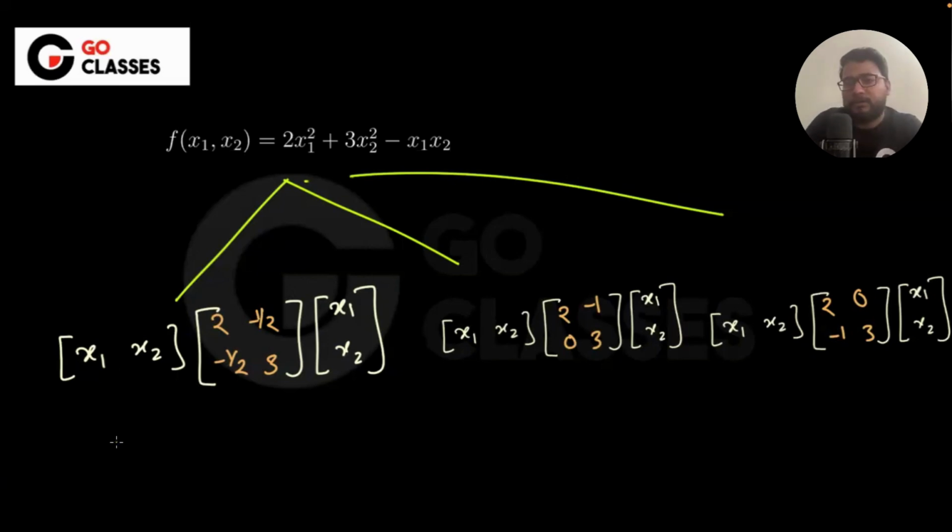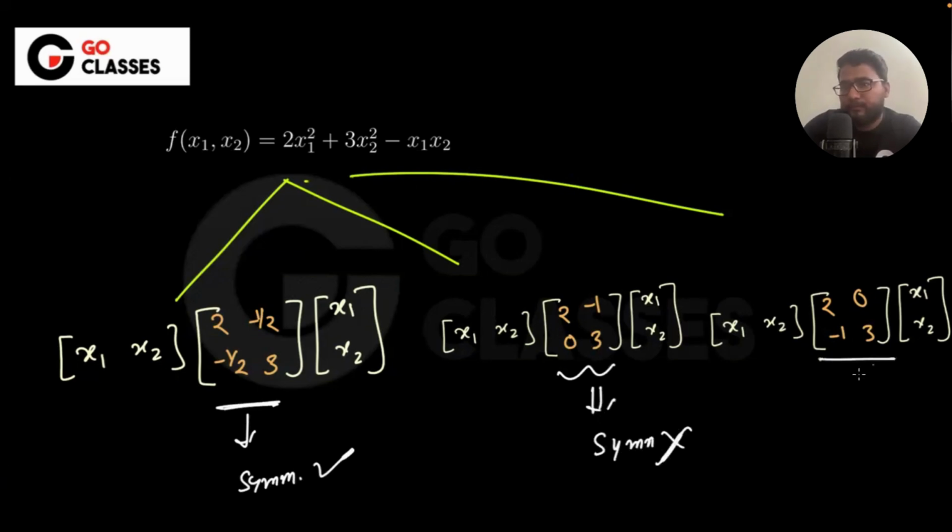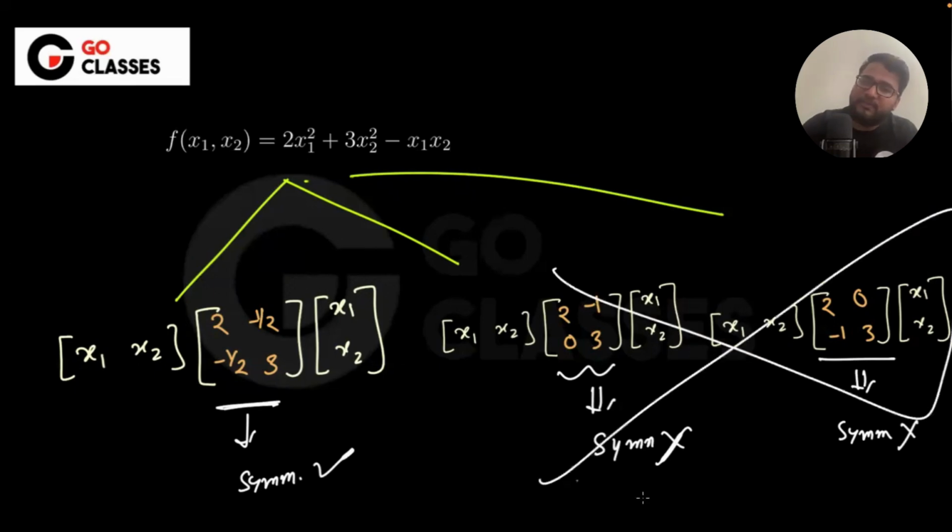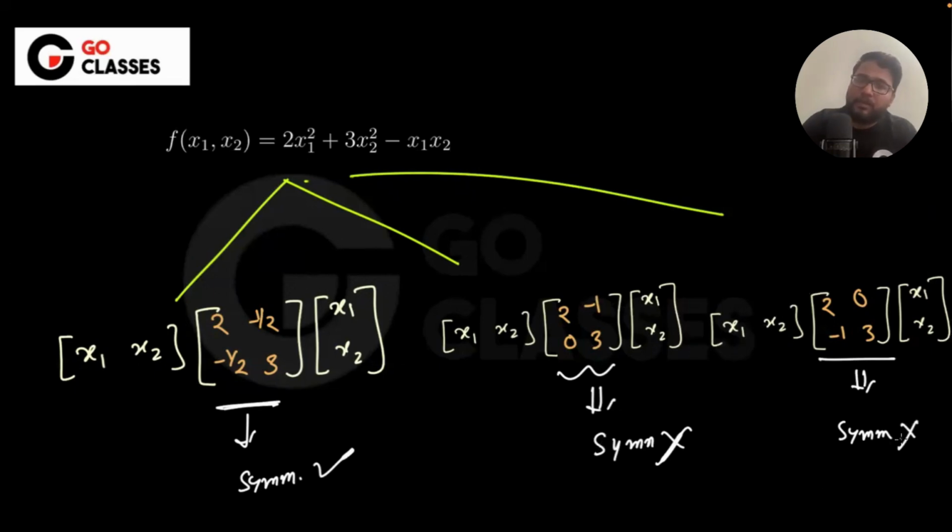Is this fine? Is this a symmetric matrix? Yes, symmetric. Is this symmetric? No. Is this symmetric? No. Okay. So basically you can represent this quadratic form as x transpose A x, where you have the choice to make A symmetric or A not symmetric. That's fine. But we are not interested in these cases where A is not symmetric. Got it?